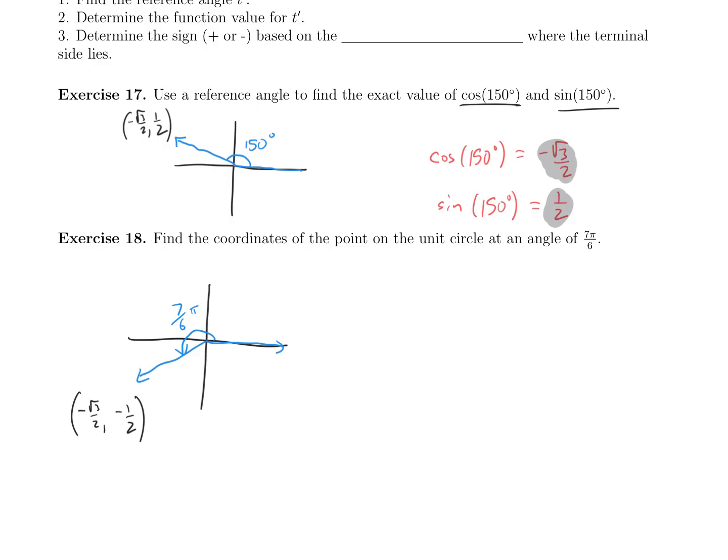And they're asking us to find the point. So the point would be x, comma, y. The x-coordinate would be negative radical 3 over 2, and the y-coordinate is negative 1/2. So that is all we had to do with that one. And that completes this section.